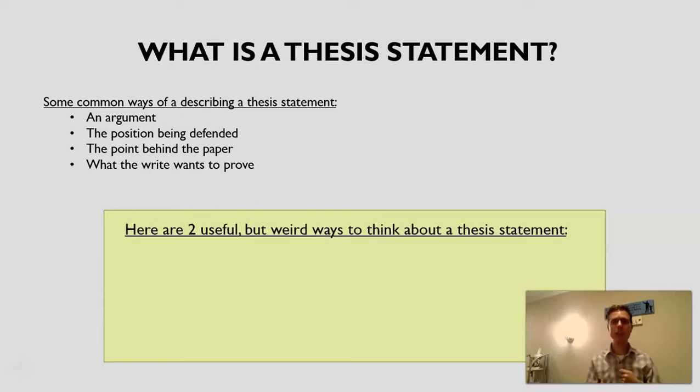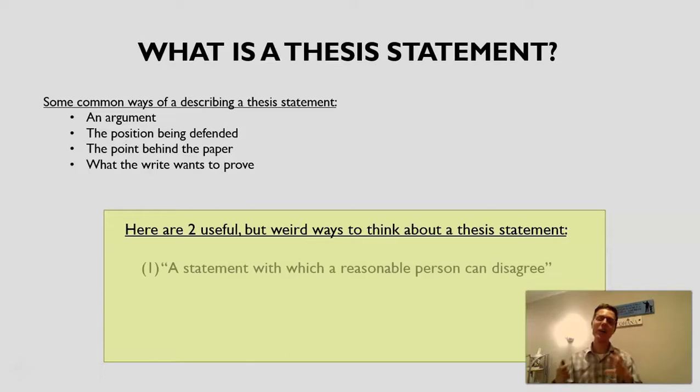So one of the things that I want to do is give two what I think are useful but also very weird ways of thinking about thesis statements. So one definition of a thesis statement or of an argument is as a statement with which a reasonable person can disagree. So I'm going to say that again just to let the weirdness of that sink in. A thesis statement or an argument is a statement with which a reasonable person can disagree.